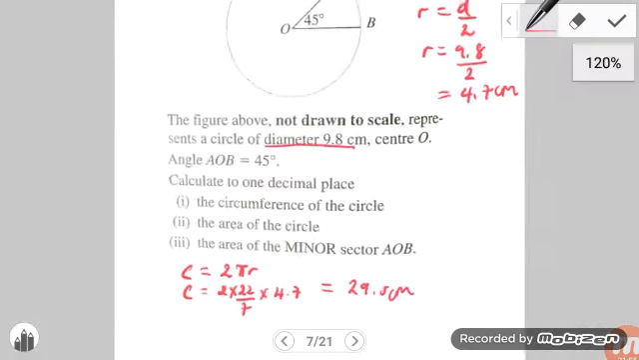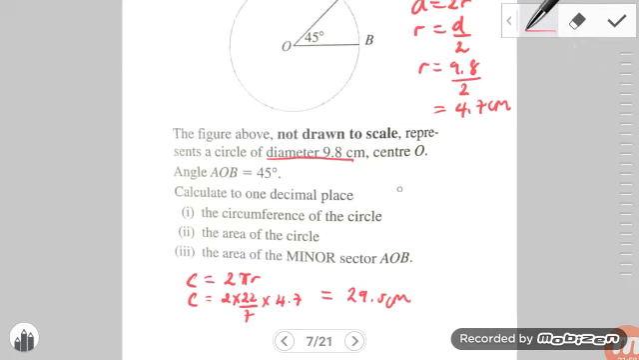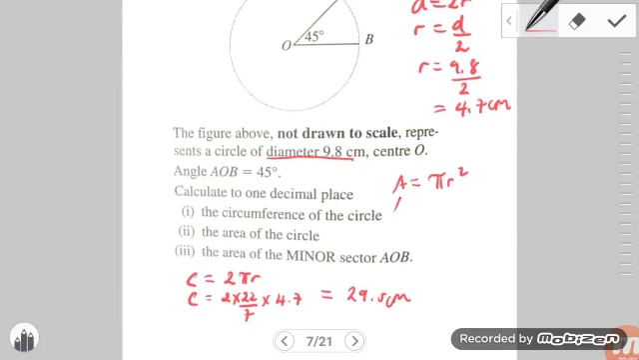We are also looking for the area of the circle. So area is equal to pi r squared. So area is equal to pi, which is 22 over 7. We are instructed to use pi as 22 over 7. The radius is 4.9, but we're going to have to square it. So 4.9 squared, that's going to be A is equal to 22 over 7 times 24.01.